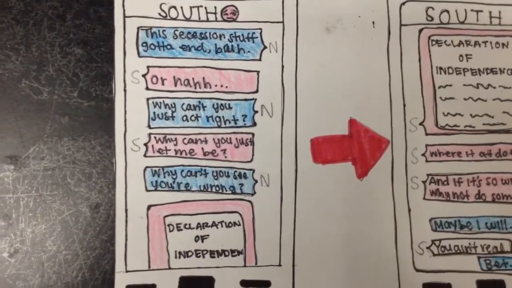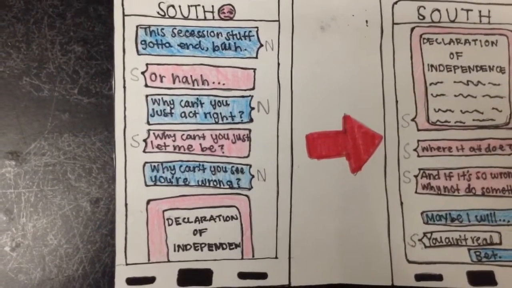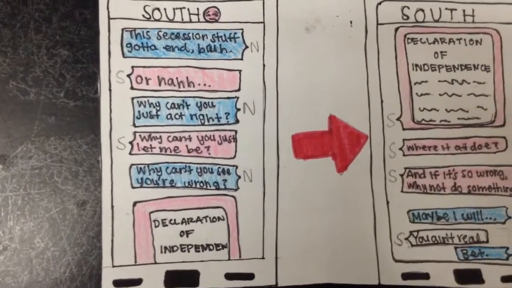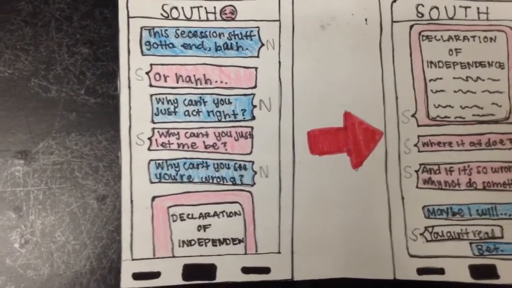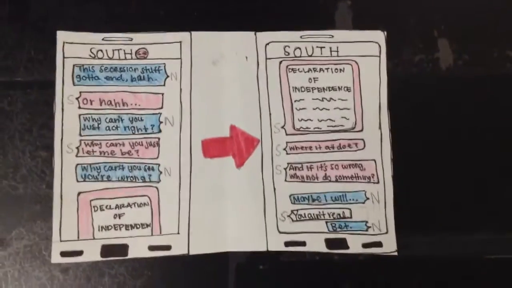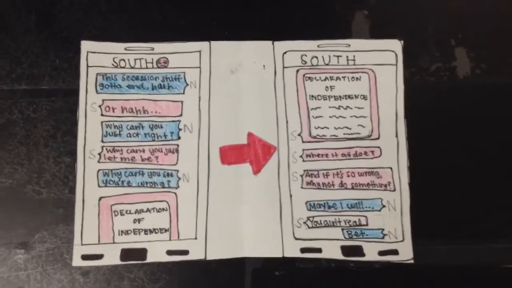However, the South disagreed and felt like they didn't need to come back because, one, the Declaration of Independence showed no evidence that said they couldn't secede, and two, because they felt like if they did secede, the North wasn't going to do anything anyway because they're so dependent on them for cotton. Therefore, there was no need to return to the Union.